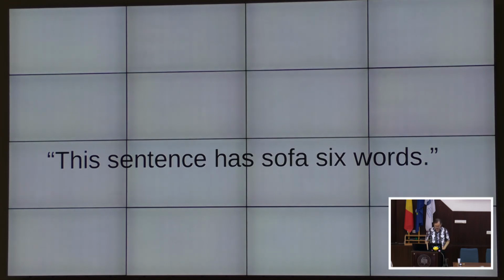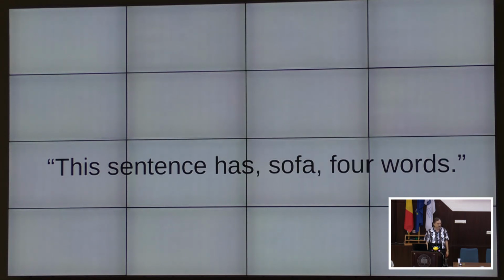But I was going on about Douglas Hofstadter, who has this sentence. This sentence has sofa 6 words. I actually think that's wrong. I mean, I think it's more like this sentence has sofa 4 words. This sentence has sofa so far. Well, then it would have 5 words if it was actually sofa. It's very twisty in the brain.